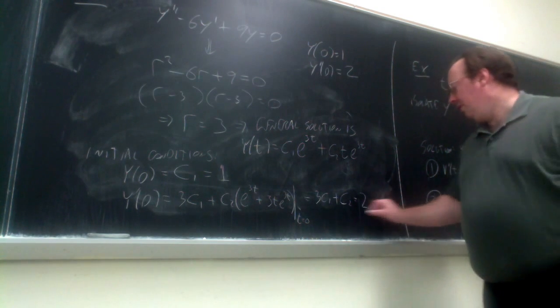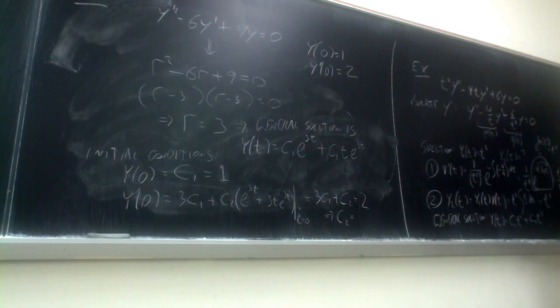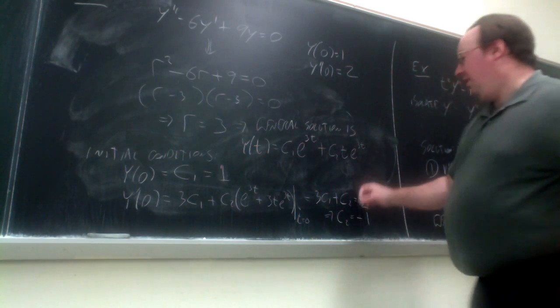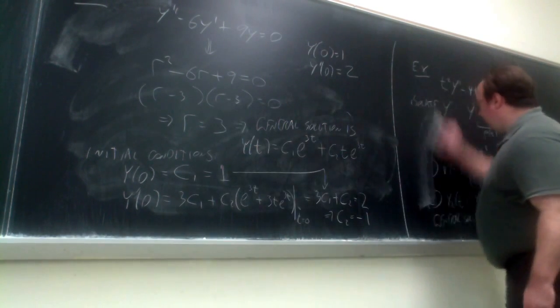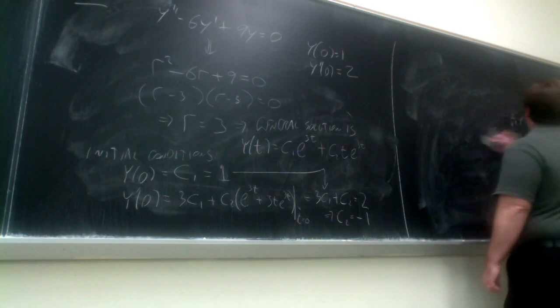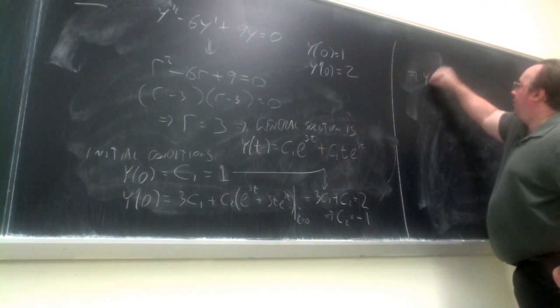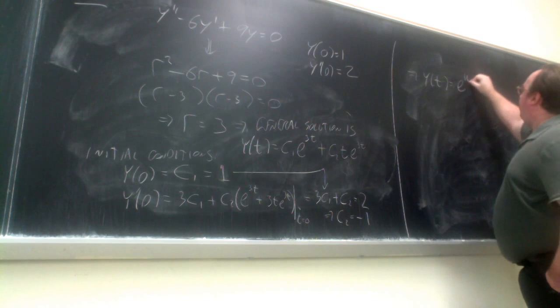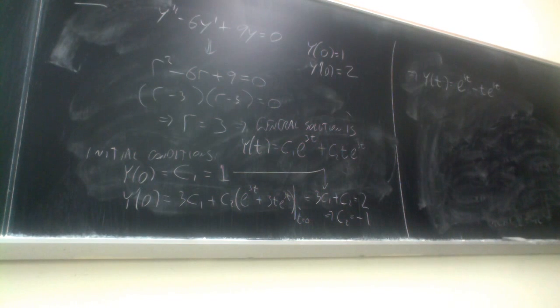Okay, so what is c2? Because c1 is 1, we can plug that in here and solve for c2. Okay, so your solution is e to the 3t minus t e to the 3t. So that solves the ODE and satisfies the initial conditions.